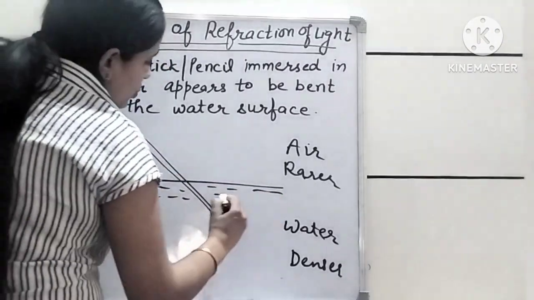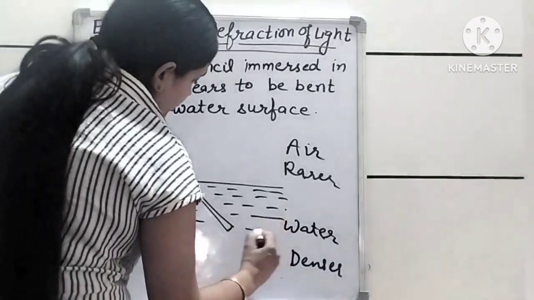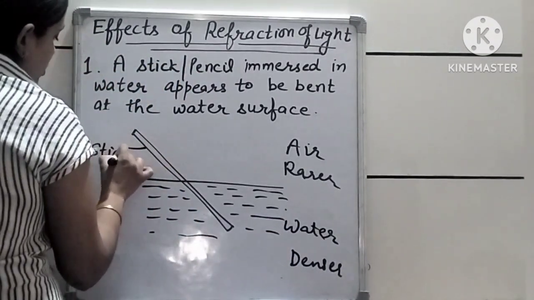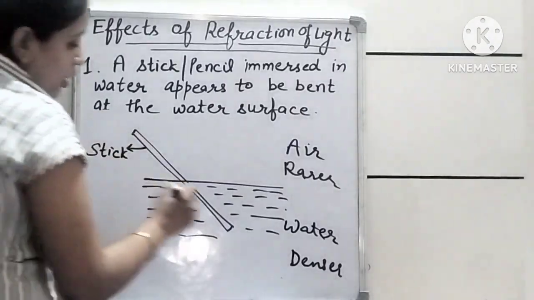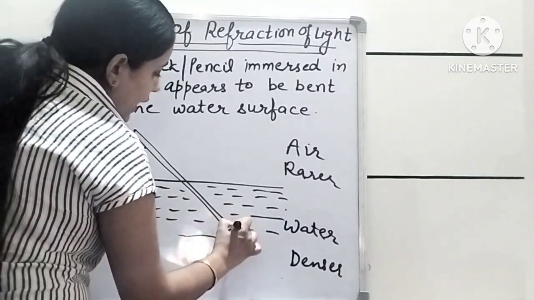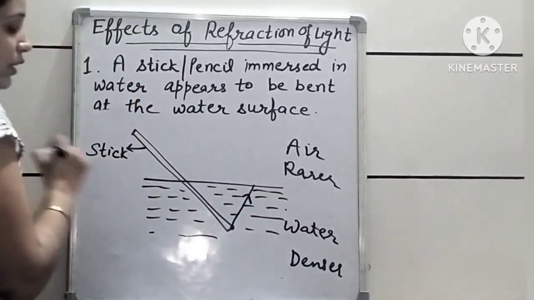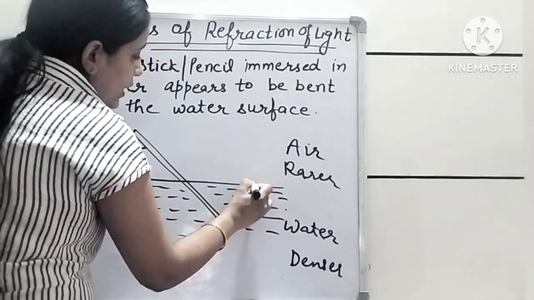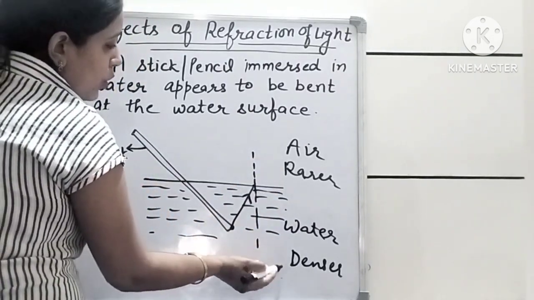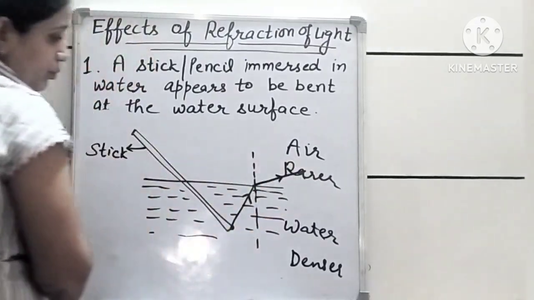Why does the stick appear to be bent at the water surface? I will explain. So, the stick, we have to form the image of this point. Two minimum light radiations are required to form the image of this point. The light radiation is incident at that point. Here we will draw the normal. When the light radiation goes from denser to rarer medium, it bends away from the normal.